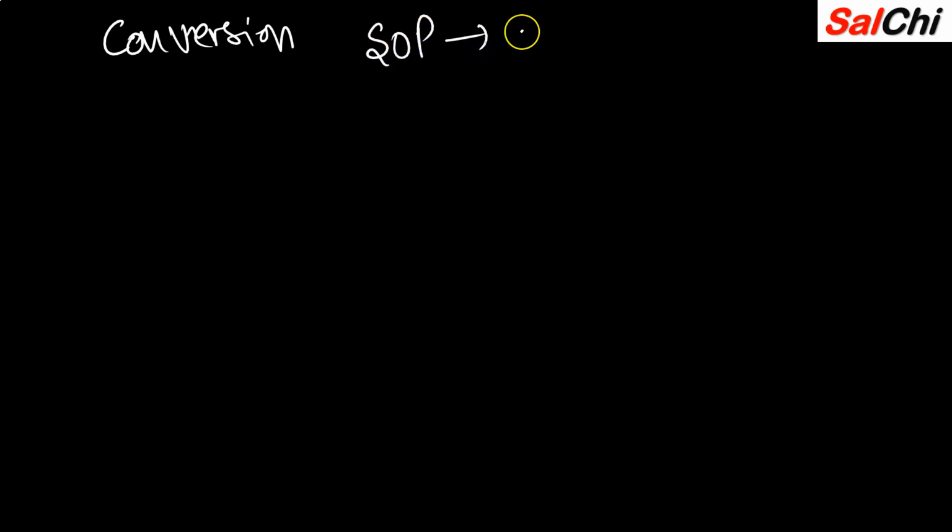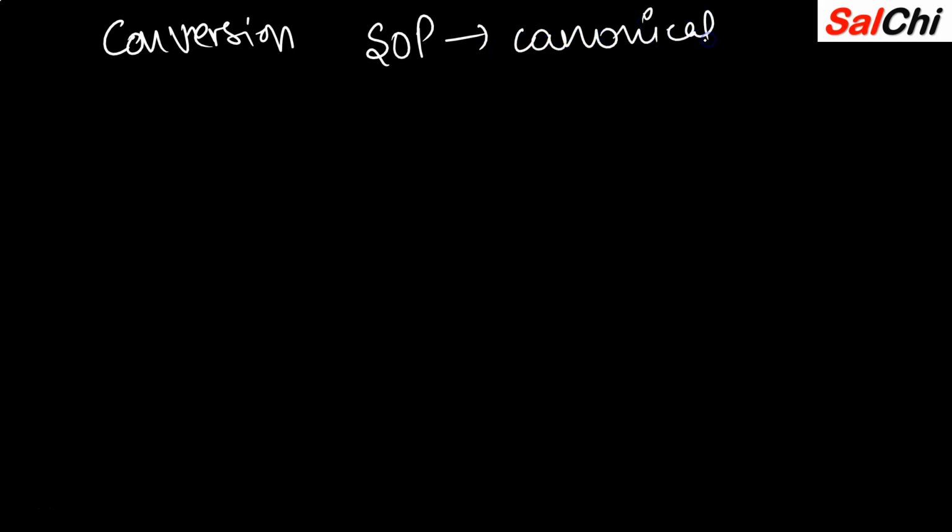Today we are going to discuss another topic of Boolean algebra, the first topic of your numericals: conversions. Conversions of what? Conversions of a simple SOP into a canonical SOP. This is a question that is sure to be asked in your board exam.